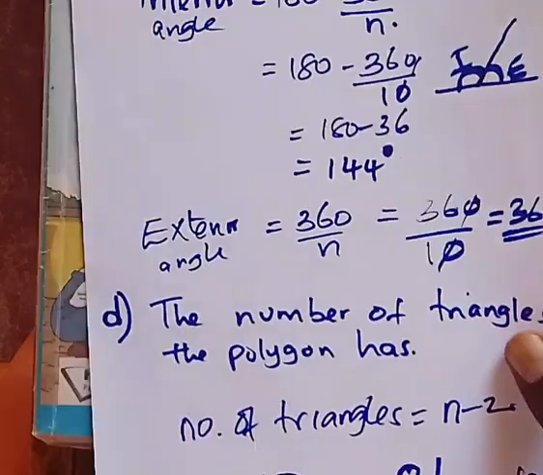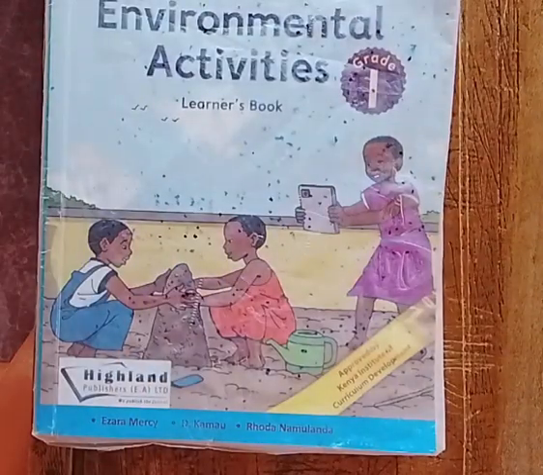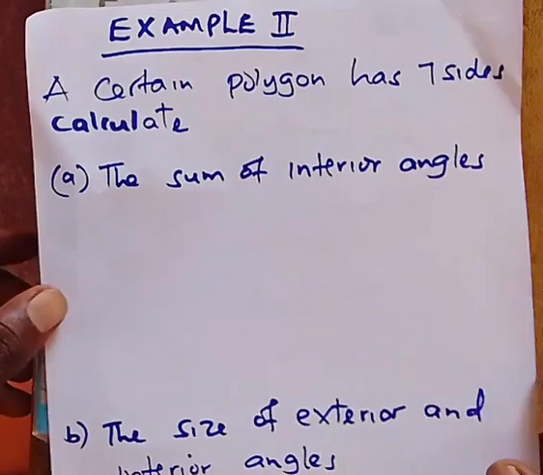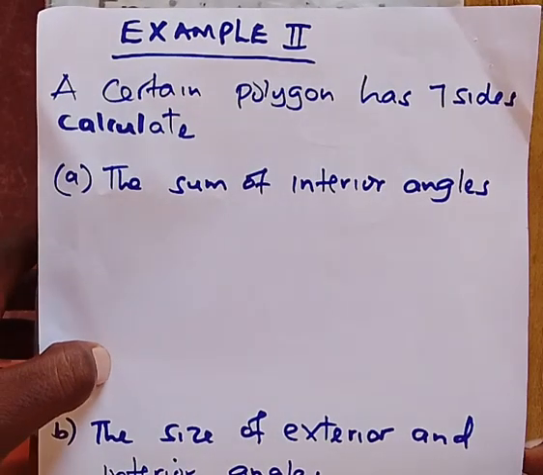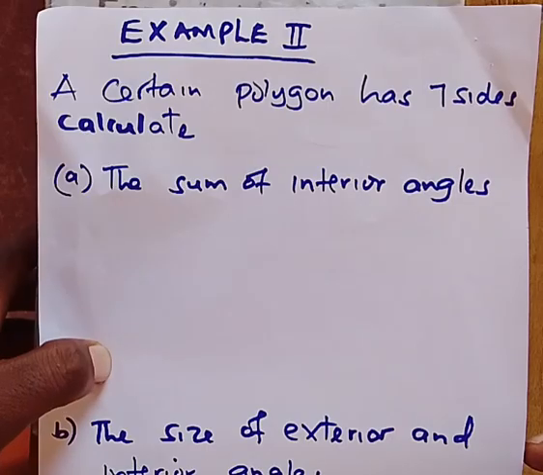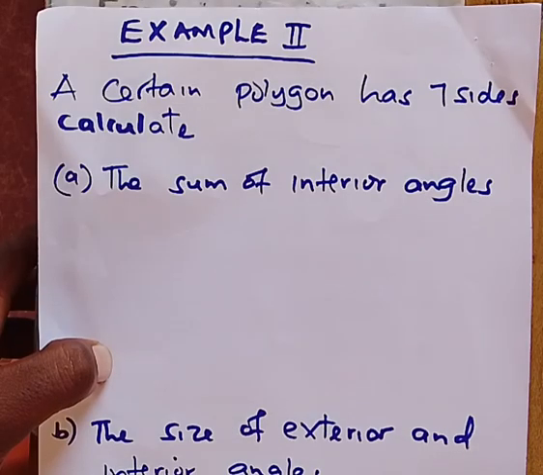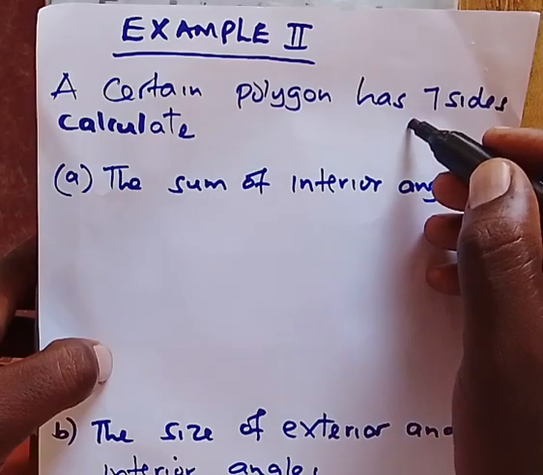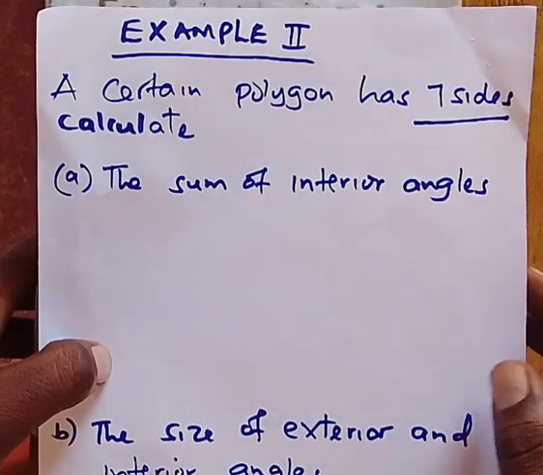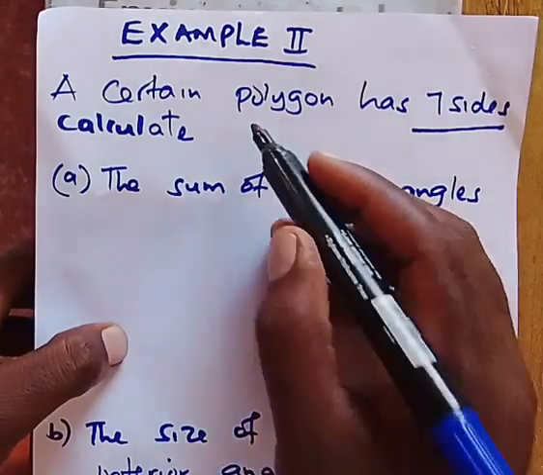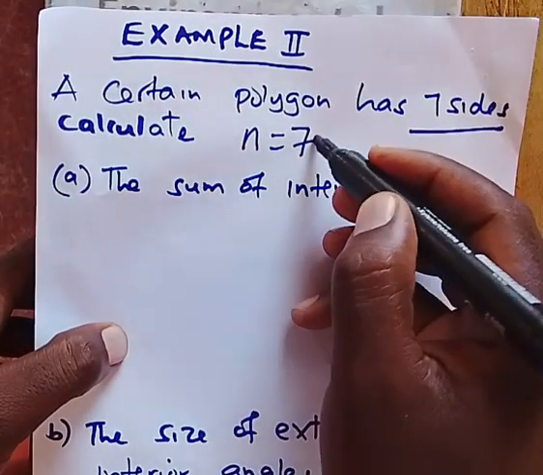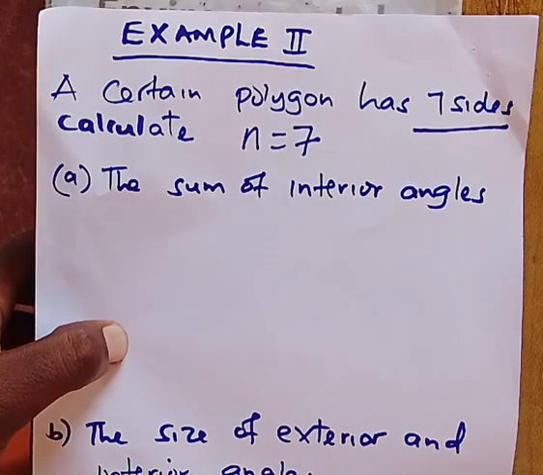We want to look at another example, example 2, which reads: a certain polygon has 7 sides. Calculate the sum of the interior angles. So we look at the 7 sides. The 7 sides means n is equal to what? 7. Remember, the number of sides is represented by n.